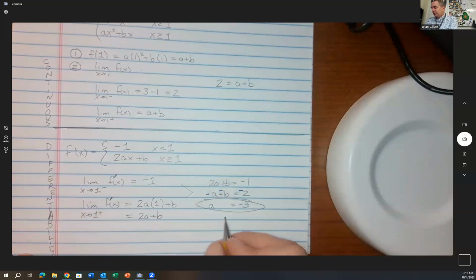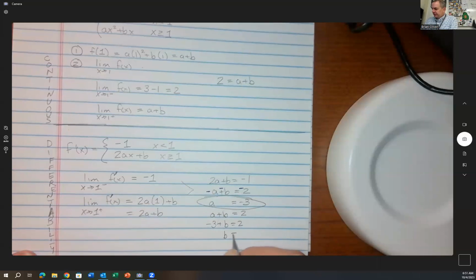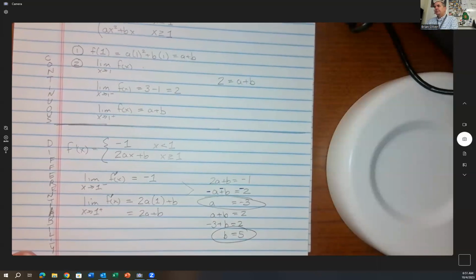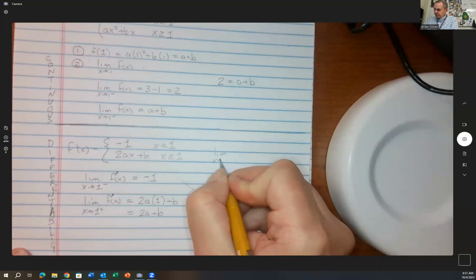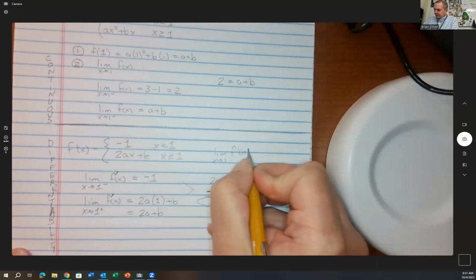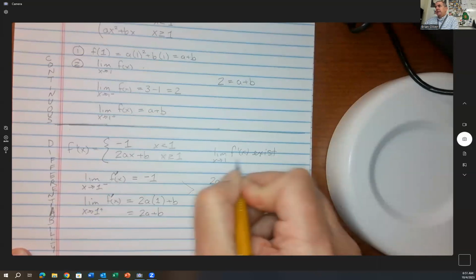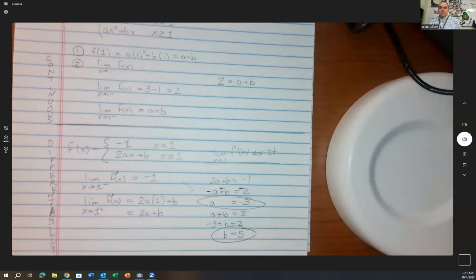And then I can pick either one to figure out the other one. a plus b equals 2. Since I know a is -3, -3 plus b equals 2. Add 3 to both sides, b is going to equal 5. So if a equals -3, b equals 5. Those values plugged in are going to make the limit exist. So the limit as x approaches 1 of f prime of x is going to exist, and because the limit exists, I'm differentiable.